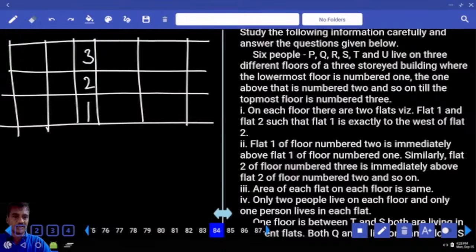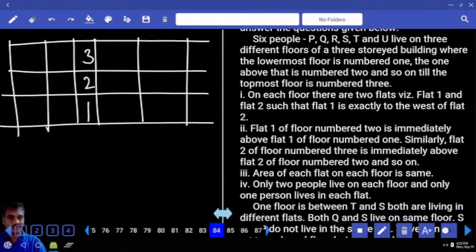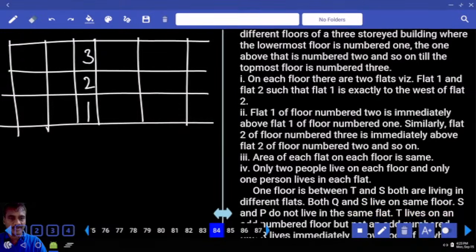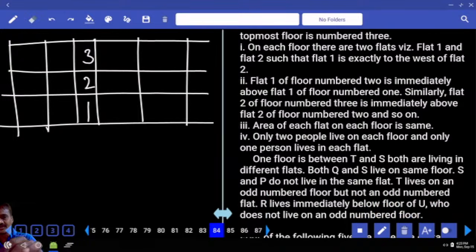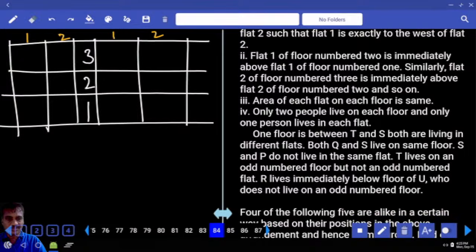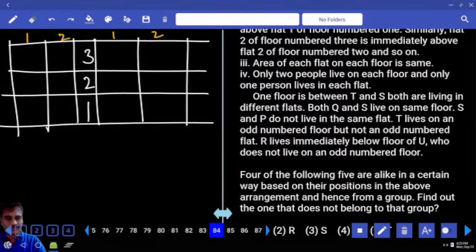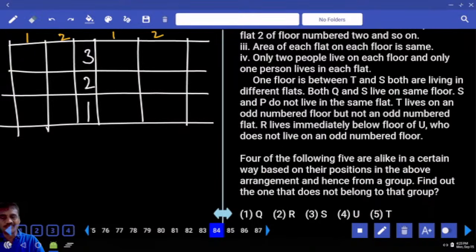6 people live on 3 different floors of a 3-story building, where the lowermost floor is number 1, above that is 2, and so on. On each floor there are 2 flats, flat 1 and flat 2. How many flats do we have? 1 and 2. Here again we have 2 flats. Flat 1 of floor 2 is immediately above, and so on. 1 floor between T and S. Both are living in different flats.